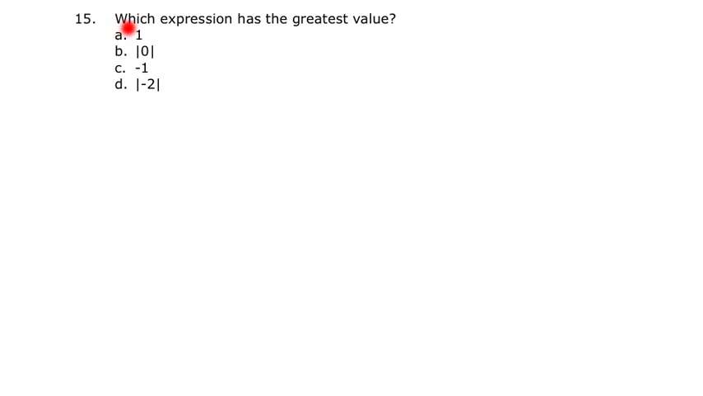Question number 15. Which expression has the greatest value? 1, the absolute value of 0, negative 1, or the absolute value of negative 2? And the answer is D. The absolute value of negative 2 is 2. So 2 has the greatest value.